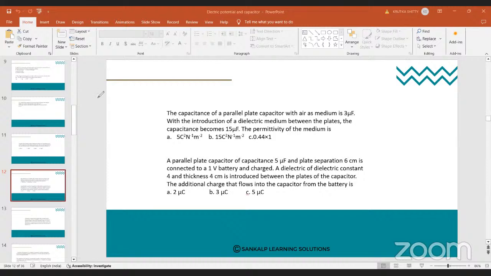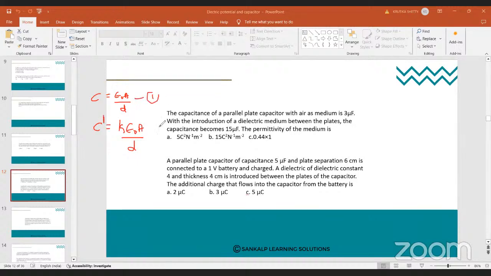First step: the capacitance of the capacitor is given by epsilon naught into A divided by D. So this is the capacitance of the capacitor in the air medium. When you introduce the dielectric medium, the formula becomes K into epsilon naught A divided by D. This is when the insulating, that is dielectric, medium is there. Here, if I take the ratio of these two equations, one I'll take as C, one I'll make as C dash.